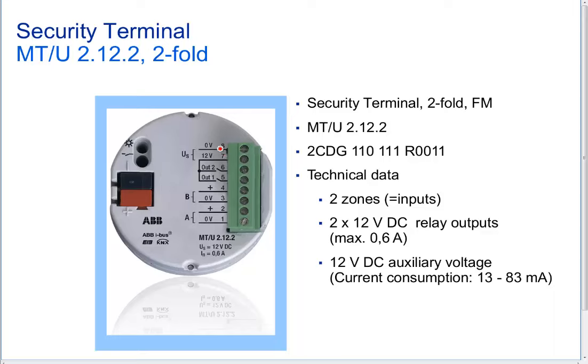Because KNX is a safety extra low voltage, and our 12 volt uninterruptible power supply is also a safety extra low voltage device, and then it is allowed to use here the yellow and the white core to supply the security terminals via 12 volt DC.